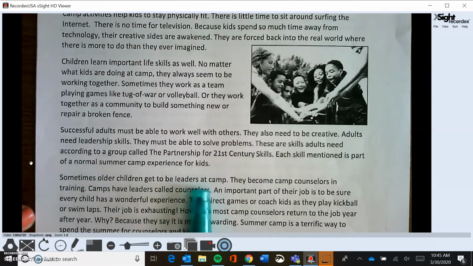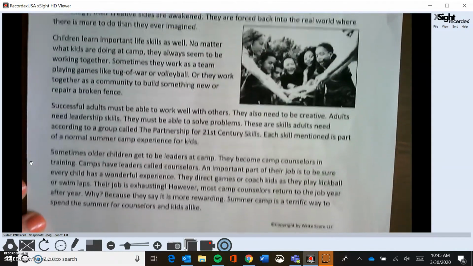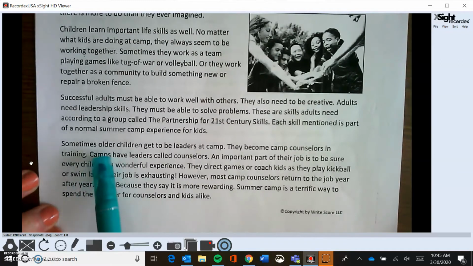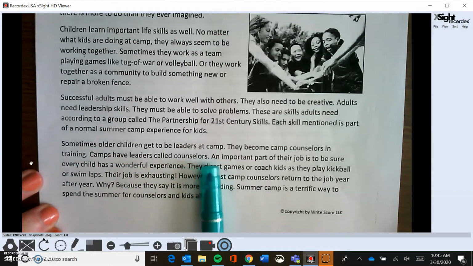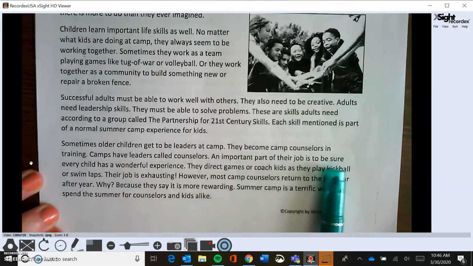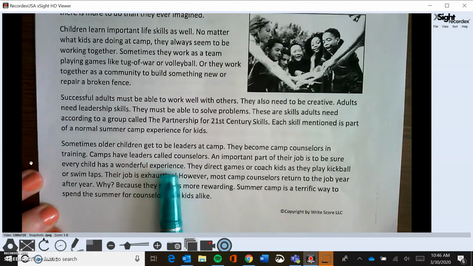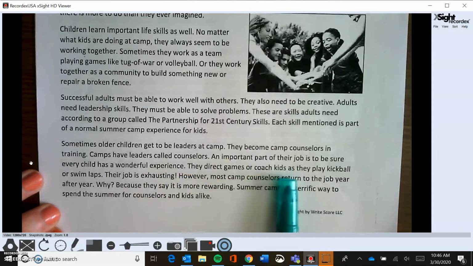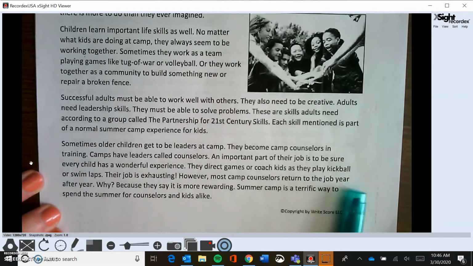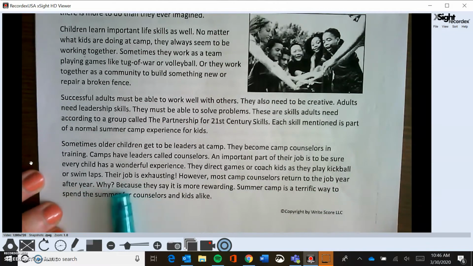Sometimes older children get to be leaders at camp. They become counselors in training. Camps have leaders called counselors. And an important part of their job is to be sure every child has a wonderful experience. They direct games or coach kids as they play kickball or swim laps. Their job is exhausting. However, most camp counselors return to their job every year. Why? Because they say it is more rewarding. Summer camp is a terrific way to spend the summer for counselors and kids alike.